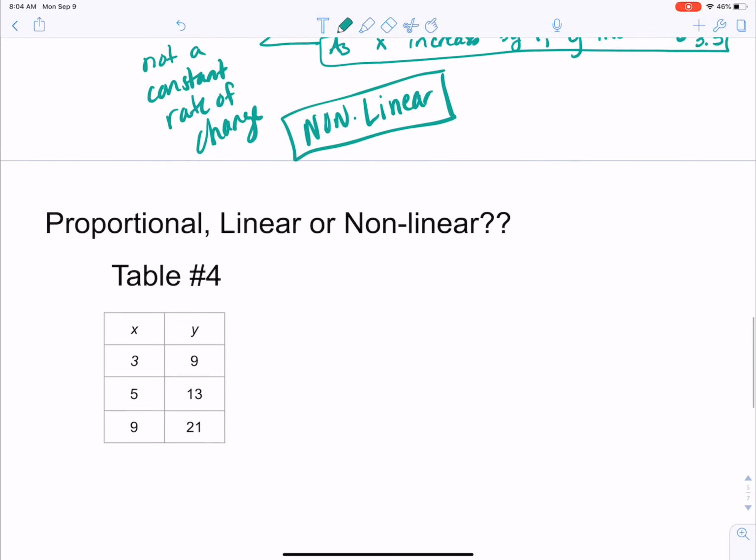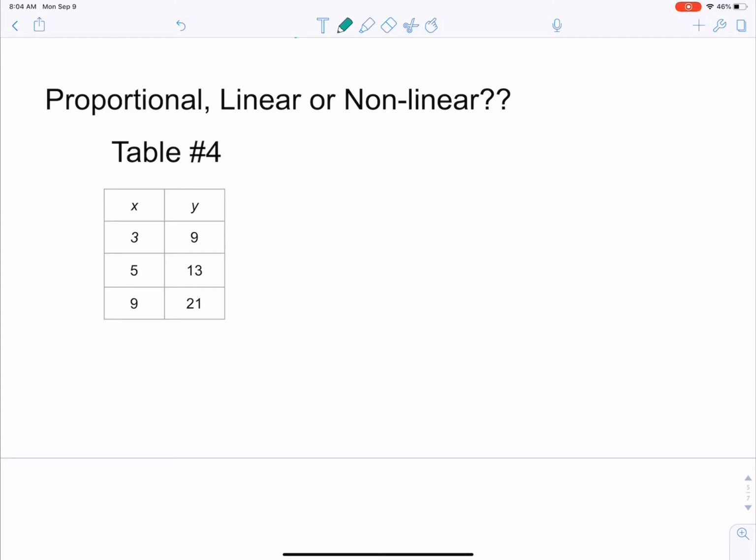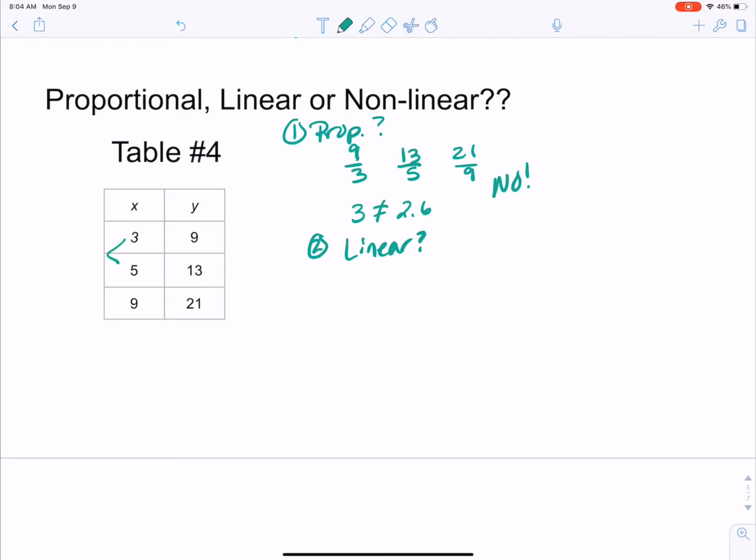Okay. And then the last table, if we were to think about those same ideas, is it proportional? 9 divided by 3, 13 divided by 5, 21 divided by 9. 9 divided by 3 is 3. 13 divided by 5 is 2.6, and we can stop right there because we know it is not proportional. So then our question is, is it linear or nonlinear? And if we try and create our sentence, as x increases by 2, y increased by 4.